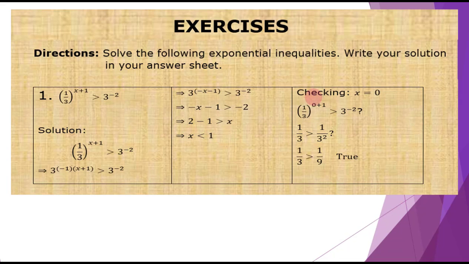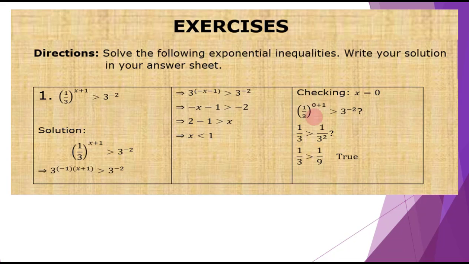Let's check. Let's pick a number in this interval. So 1 is not included. All the x's are such that it's less than 1. Now, the most convenient is x equals 0. Let's substitute x equals 0 in the original exponential inequality. So we have here 1/3 raised to 0 plus 1, and then greater than 3 raised to negative 2. We put a question mark, signifying that we're not yet sure and we have to verify.